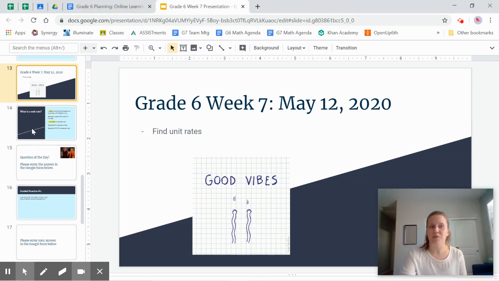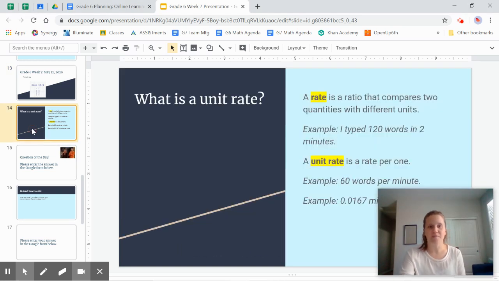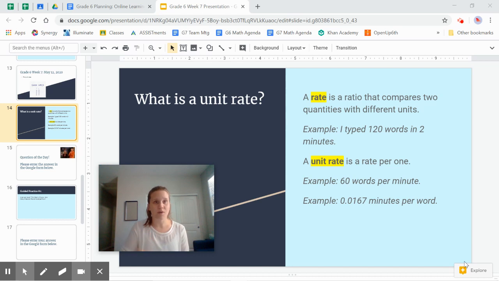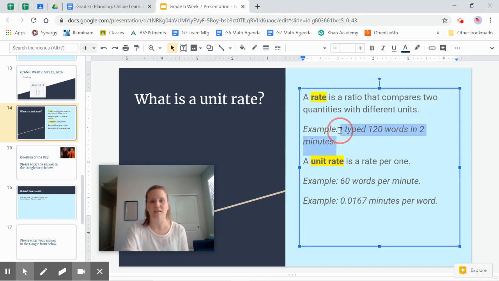Let's start with just a review of what unit rate is. First of all, a rate is a ratio that compares two quantities with different units. So one example of a rate is I typed 120 words in 2 minutes. Can you think of another example of a rate? Just make one up. Awesome. Go ahead and jot your rate on your notes, or if you couldn't think of one, that's okay.